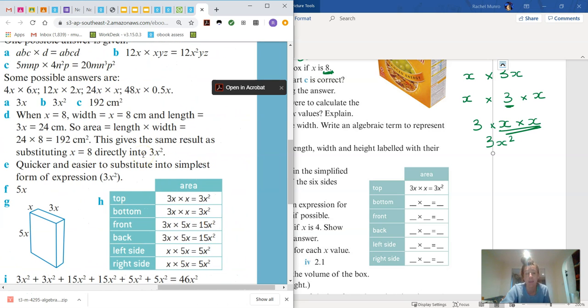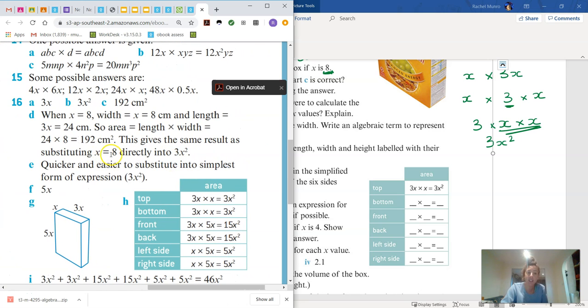Okay, so that gives the same answer as if you just substituted 8 into your algebraic expression. Okay, the quickest way was to substitute it in rather than doing it really long-handed. So hopefully you did do some substitution. Have a practice if you didn't.